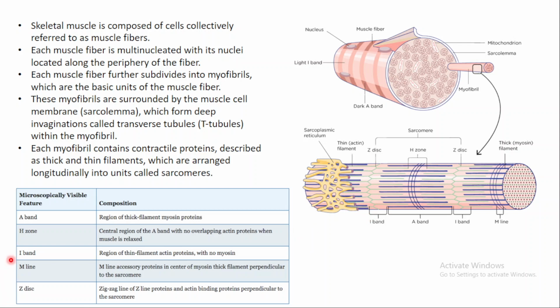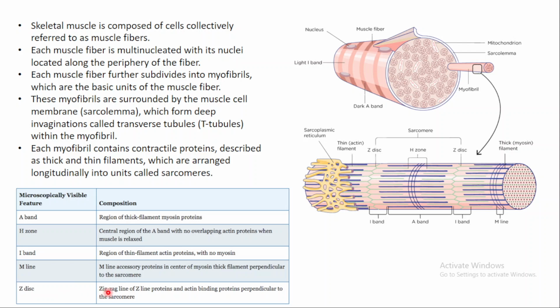And what is the M line? The M line consists of accessory proteins in the center of the myosin thick filament, perpendicular to the sarcomere. Accessory proteins, such as troponin and tropomyosin, are present in the center of the myosin thick filament. They are not present on actin. They are myosin-related thick filament proteins perpendicularly present on the sarcomere. That line of proteins is called the M line. And what is a Z disc?